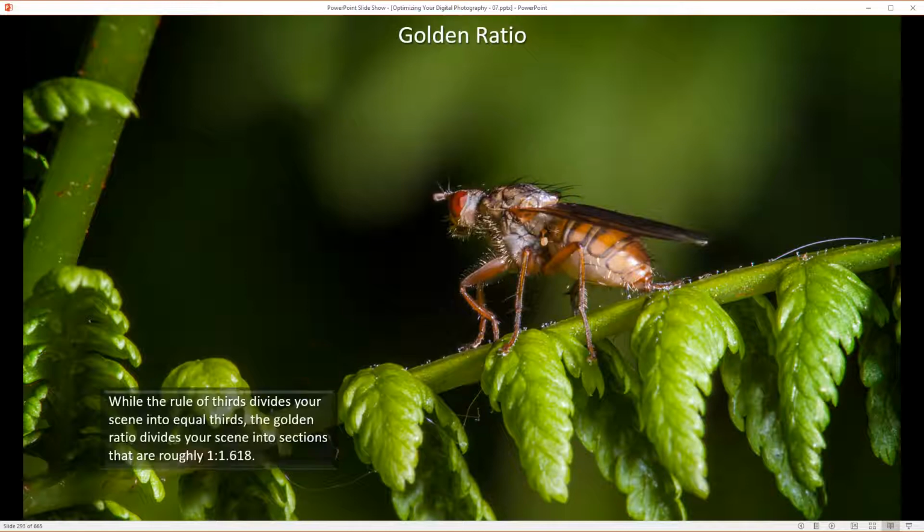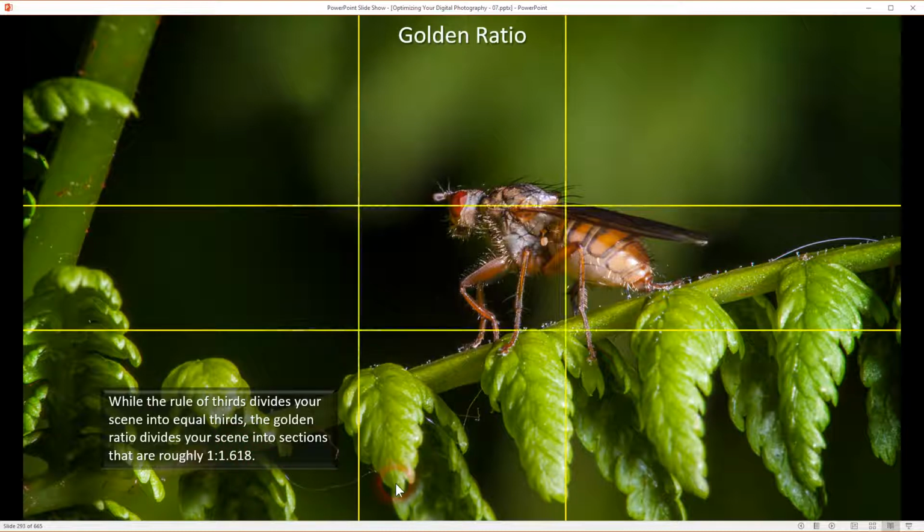The golden ratio. So whilst the rule of thirds divides your scene into equal thirds, the golden ratio divides your scene into sections of 1 to 1.618. That's quite precise, isn't it? And it works out approximately like this. Okay, so 3/8, 2/8, 3/8, 3/8, 2/8, 3/8. And your main subject should bisect one of these intersections.